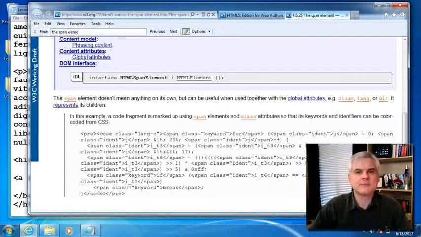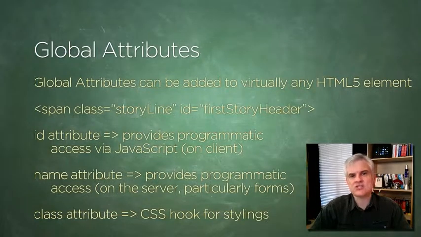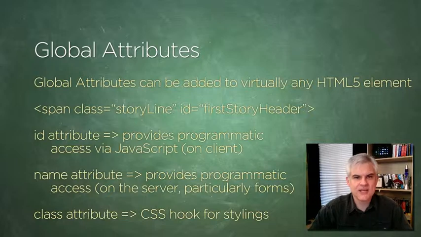Okay, finally, before we wrap up this lesson, I want to talk about the attributes that can be added to each HTML5 element. There are a few global attributes that apply to many elements. Here I have a span tag on screen, and there is a class attribute equal to storyline, and then an ID equal to first story header. So I have two attributes, a class attribute and an ID attribute. Now, I've used a span tag, but I could have used any element here. What I'm about to show you are global attributes. They can be used on any element defined in HTML5. I've added a class and an ID.